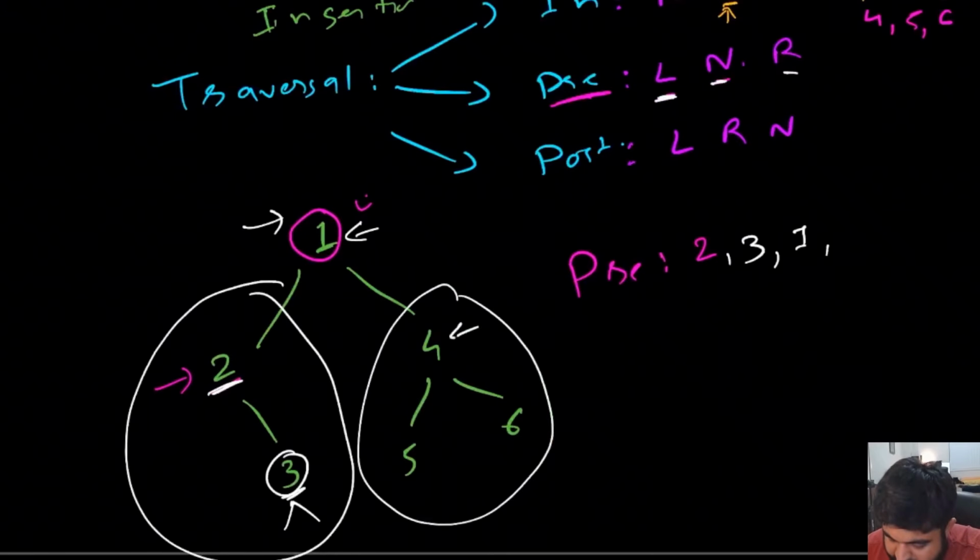So again, we are at this position. Now this does have a left node. So we are going to visit node 4 first, then we are going to visit node number 5, and then we are going to visit node number 6. So this would be the pre-order traversal for the given tree.